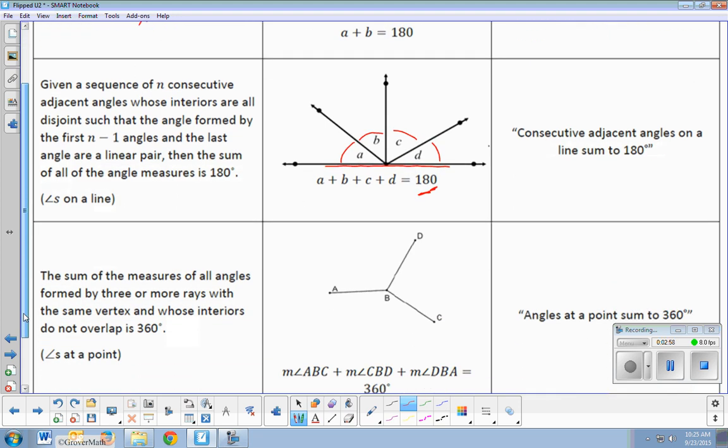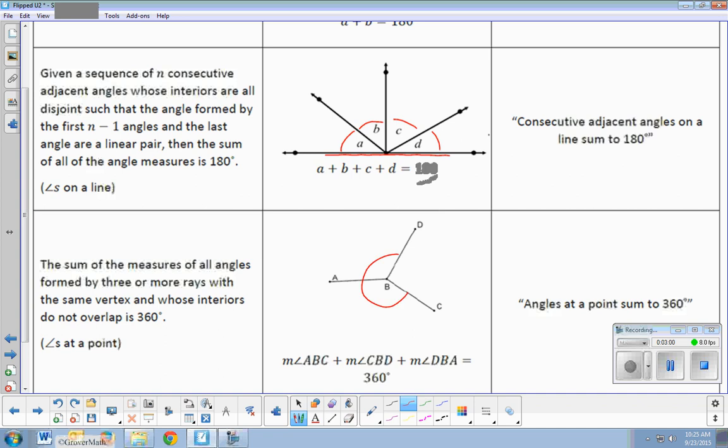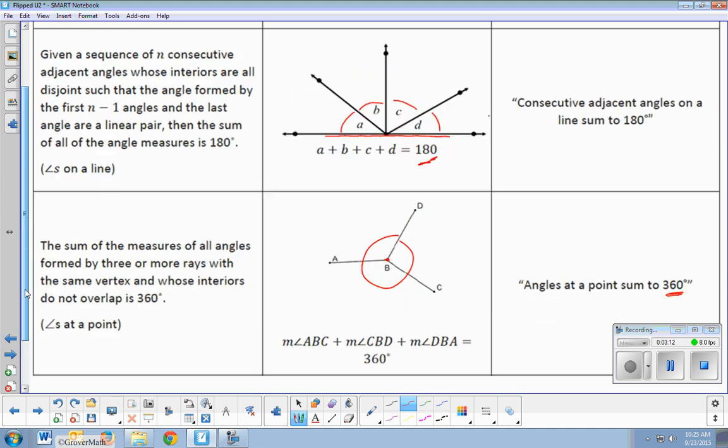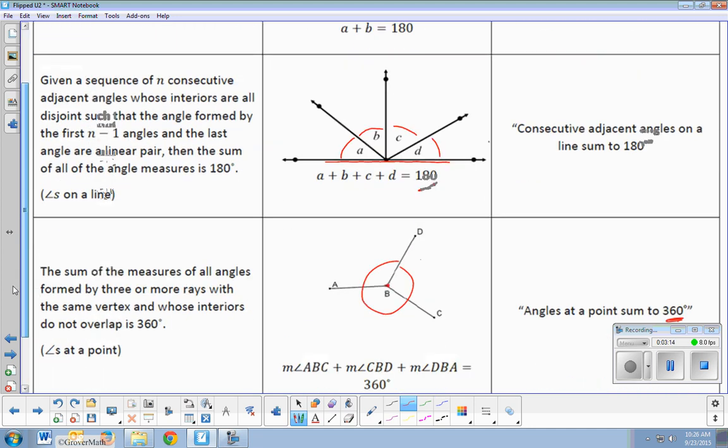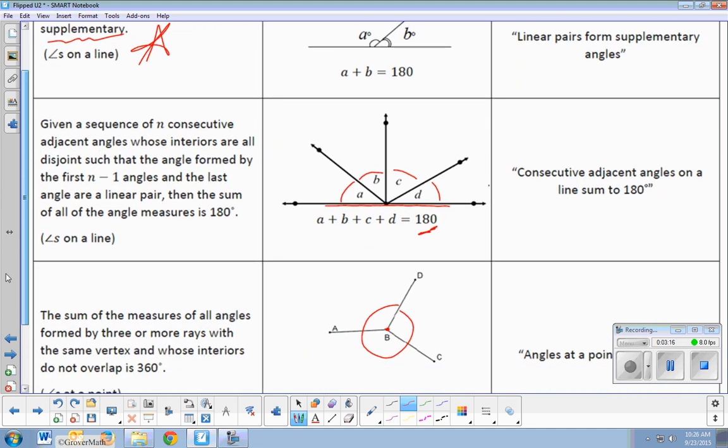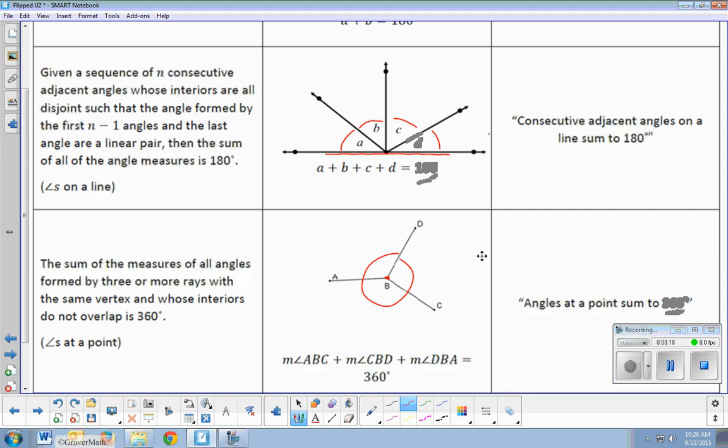How about if you have angles that combine to be a circle? Well, that's 360 degrees. So for angles at a point, if we have a complete circle with these combined, they will add to equal 360 degrees. And that's really it. So you have vertical angles, supplementary angles, angles that add to 180, and angles that add to 360. So let's look at a couple of examples.